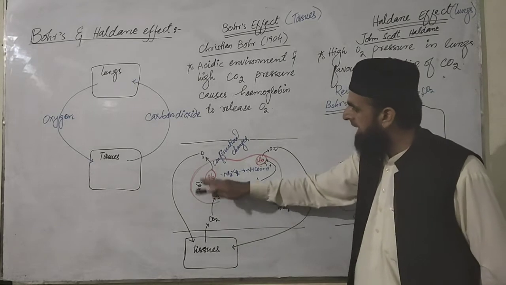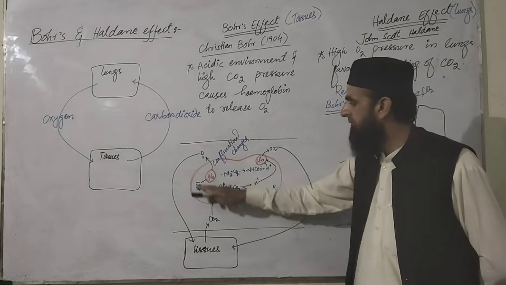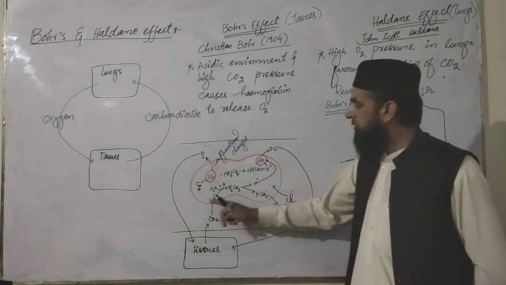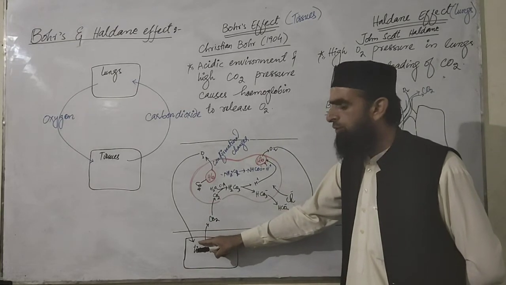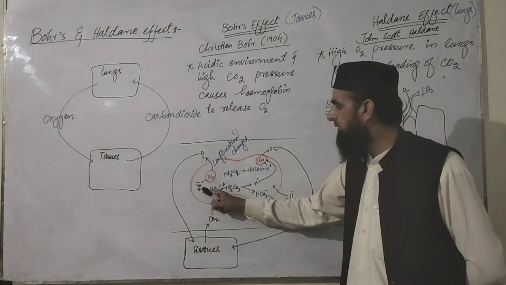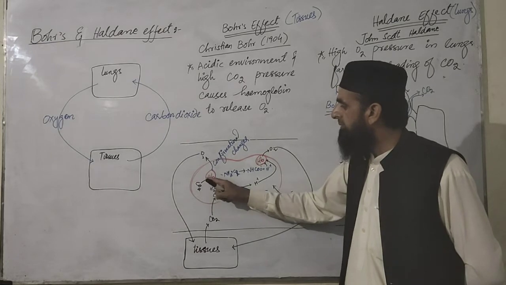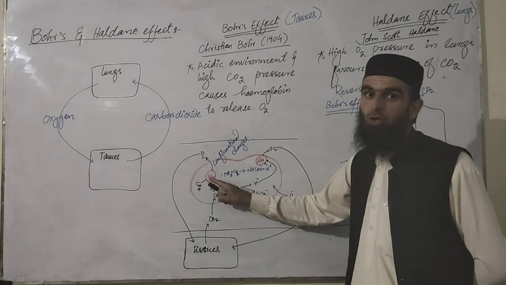This is blood plasma and this is an RBC. For example, say this is an RBC. So when carbon dioxide is produced by the tissue and given to the blood and then the RBC, it comes and is attached to the hemoglobin.